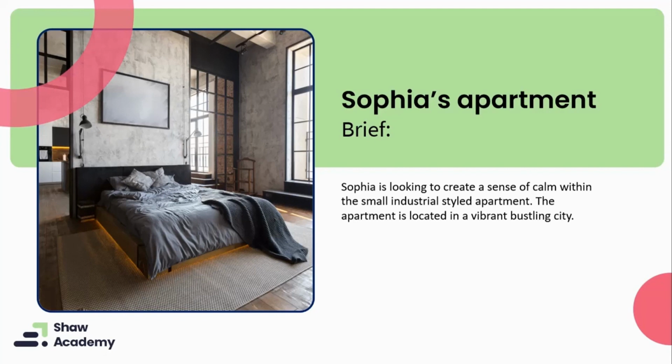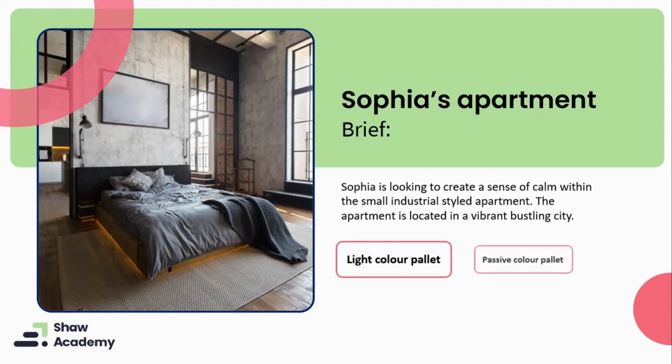My suggestion here for Sophia would be to make use of a lighter color palette or lighter shades. As we know, the lighter shades will make her space feel bigger, and that's exactly what she's asking us to do. When it comes to our active or passive color palette, my suggestion would be to use a passive color palette, which would offset her active red within the brickwork in her walls. We know that she's got brickwork because she has an industrial themed or industrial styled apartment. And one of the characteristics, if you remember, is that exposed brickwork is very common.